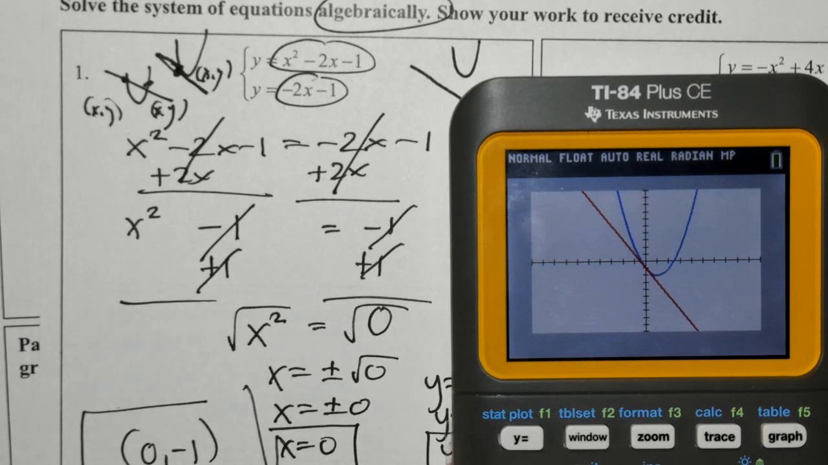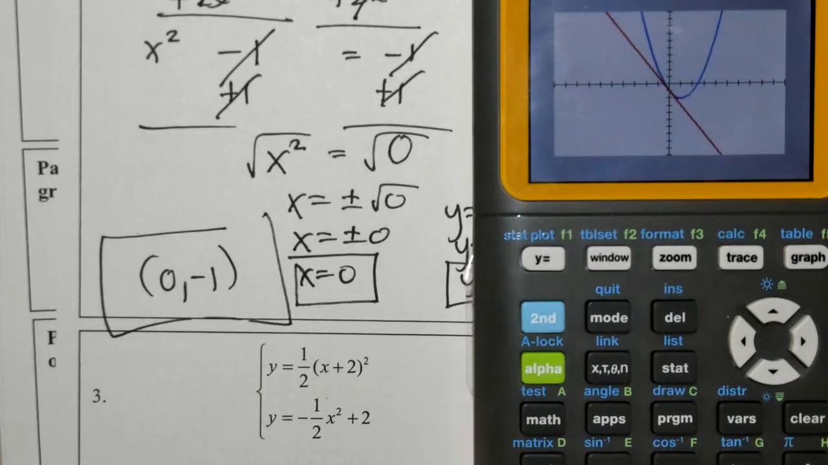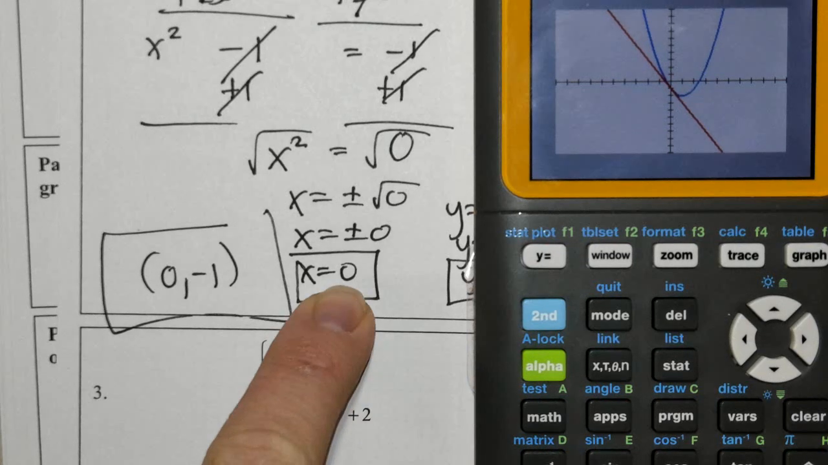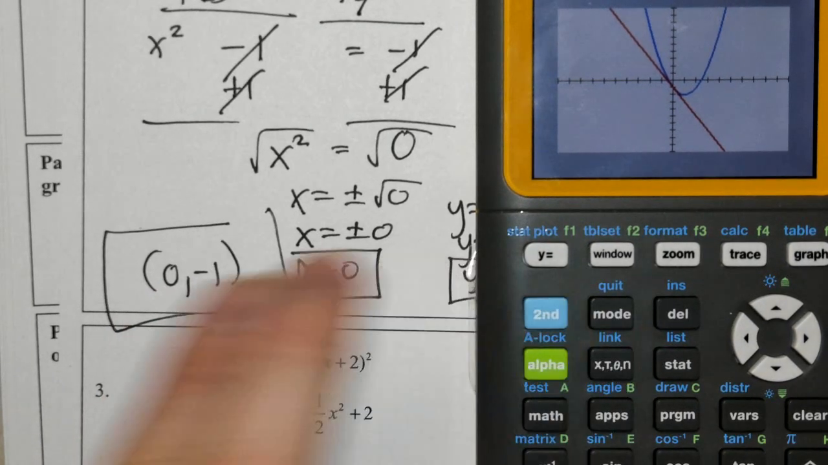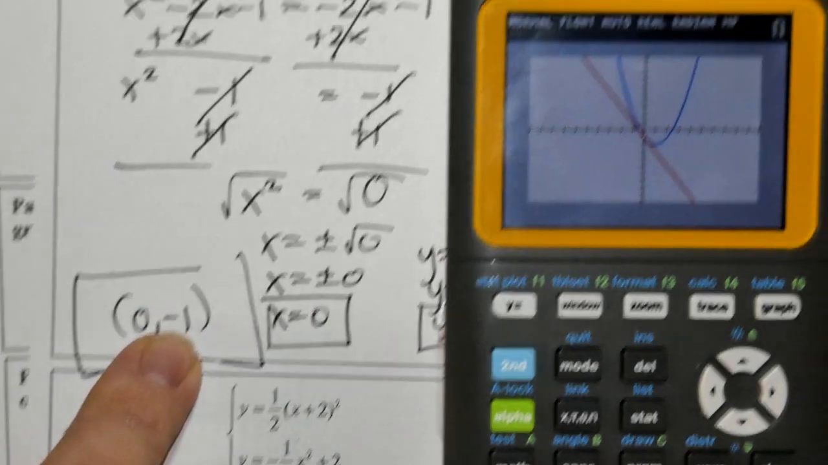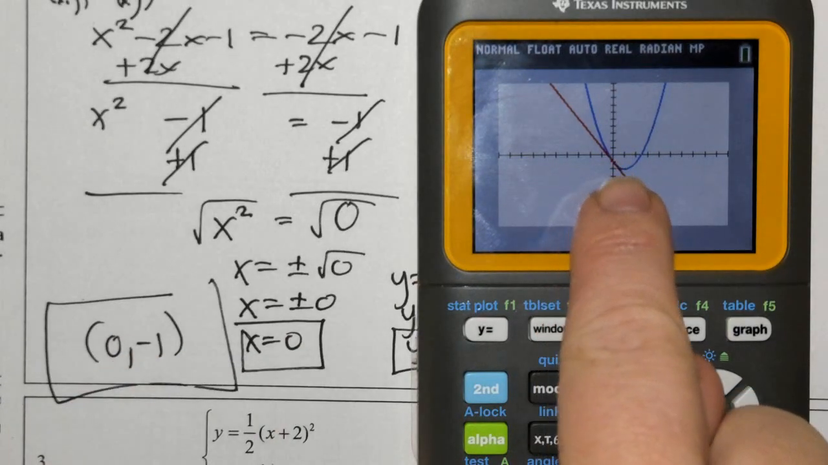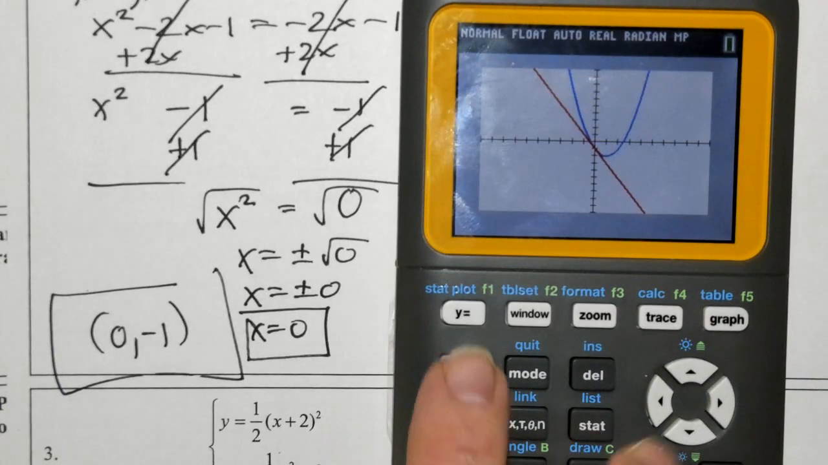My solution has already supported what I see. I have a solution of only one answer. So many students want to say, well, you have 2 answers, you have an x and y. But they represent only one solution, only one point where they cross. Now, is that correct? Does it look like they crossed at 0, negative 1? Well, we can figure that out.